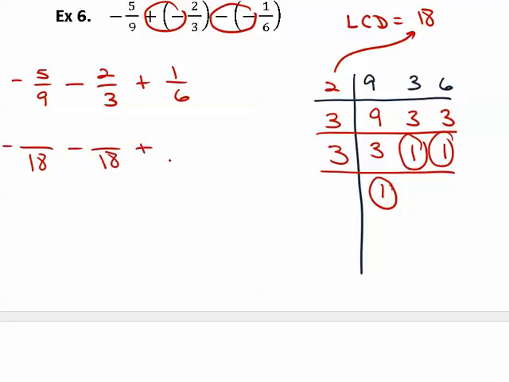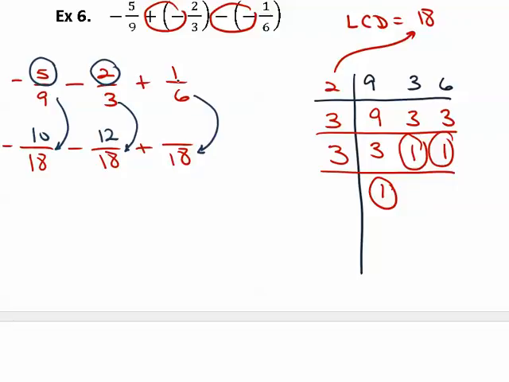So we want to write all of these equivalent fractions that we see here. So here's what we do. Simply divide. 9 divides into 18 twice. So then we have to double the 5, which becomes 10. 3 divides into 18 6 times. 6 times the 2 is 12.